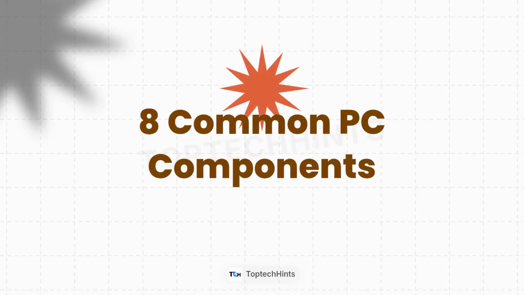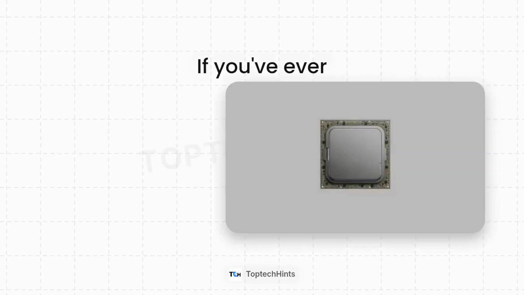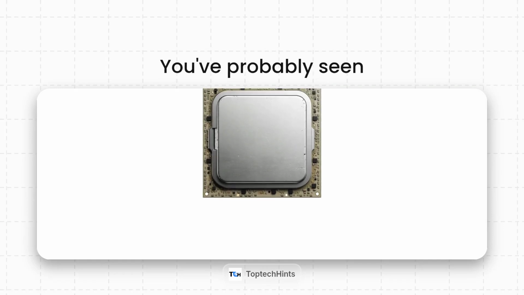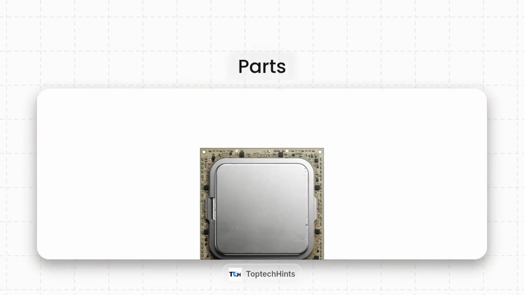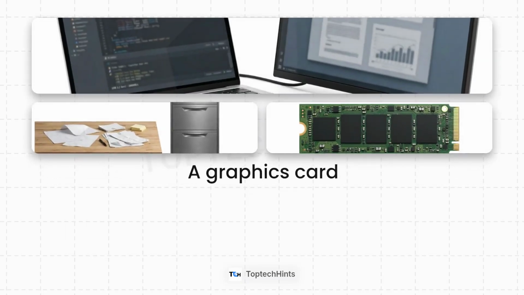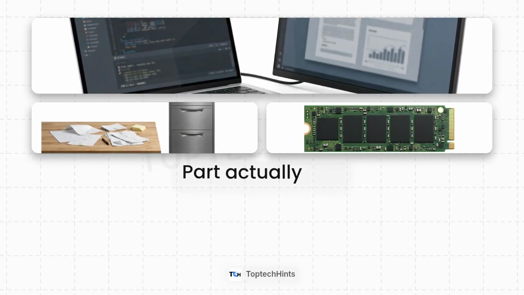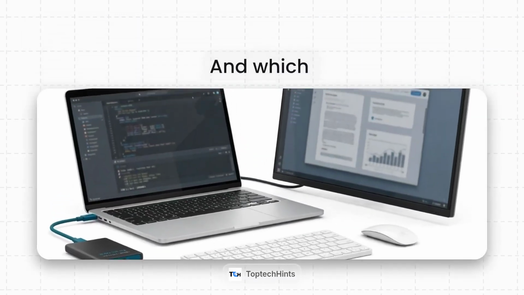Everything you need to know about 8 common PC components. What actually makes a computer a computer? If you've ever looked inside a PC, you've probably seen a collection of confusing parts. A giant board, several chips, fans, cables, and maybe a graphics card that looks more powerful than your entire laptop. But what does each part actually do? And which components matter most?